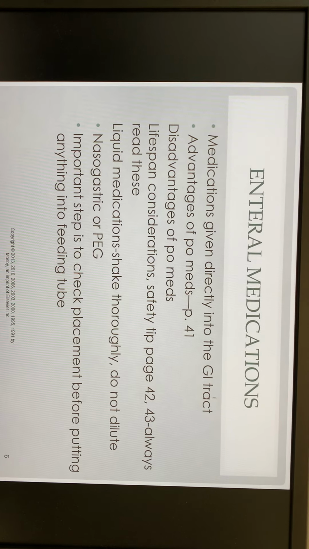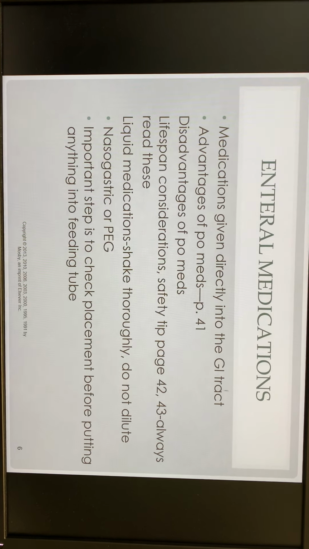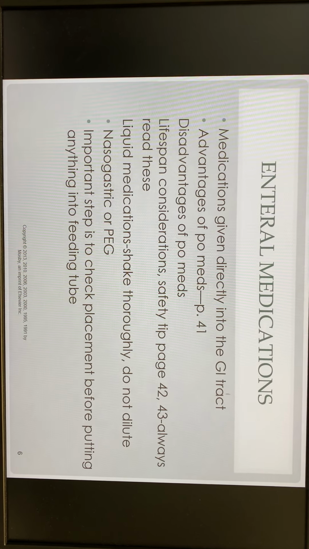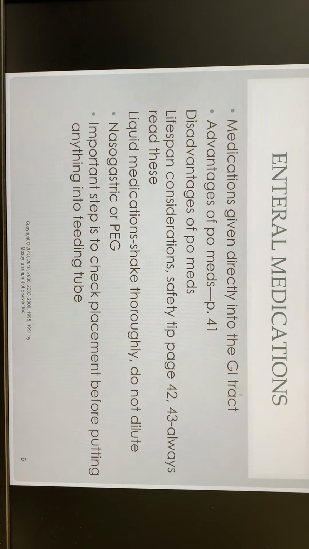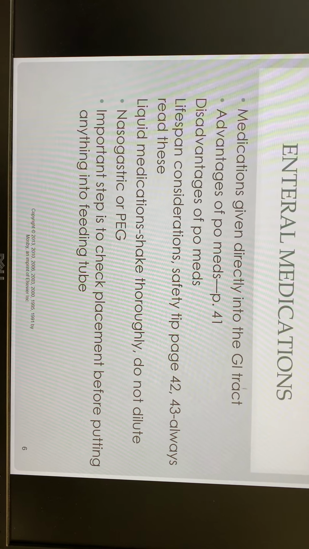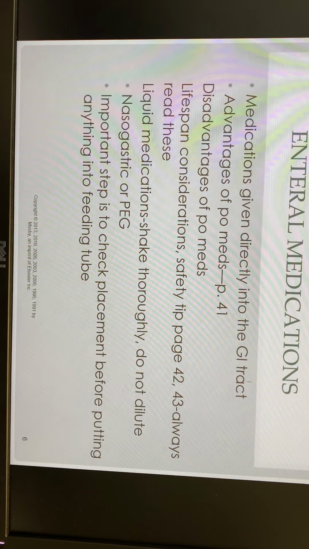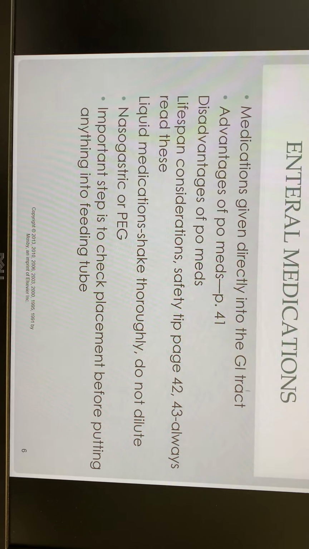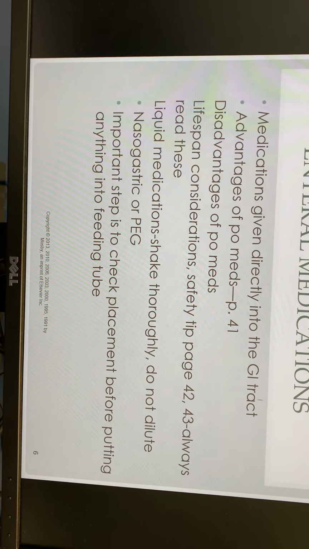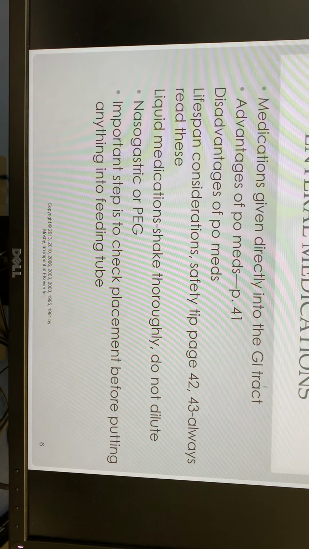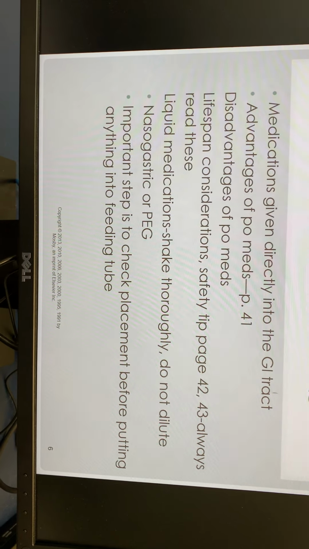Liquid medications, like I said, all have to be taken thoroughly, and you don't want to dilute them unless that's part of the instructions. We're going to talk about nasogastric tubes or PEG tubes, but the most important thing to remember before you administer any medication per tube is to check the placement. Definitely with nasogastric tubes, because they can migrate up beyond the nares, and they can introduce liquid into one lung or another. And so it's very important that placement is checked.